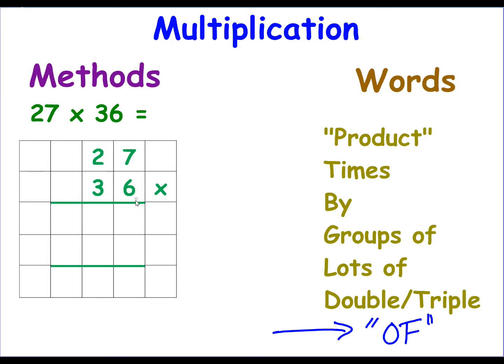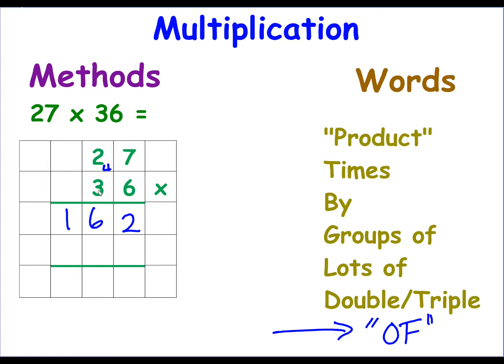So knowing my times tables, 6 times 7 is 42. So I have the 2 here and I carry the 4. 6 2s are 12 plus the 4 I carried is 16. So 6 times 27 is 162.